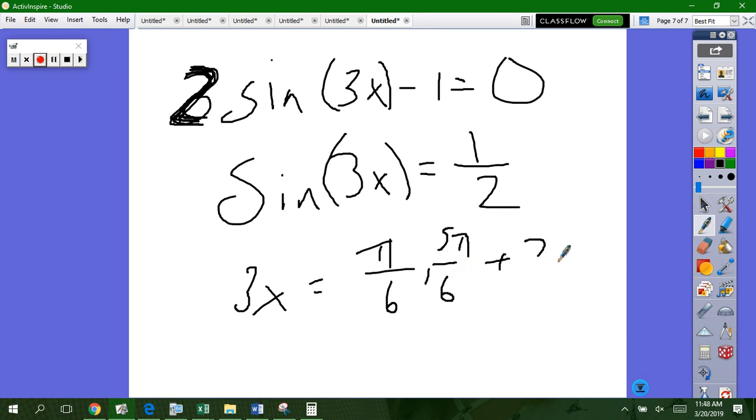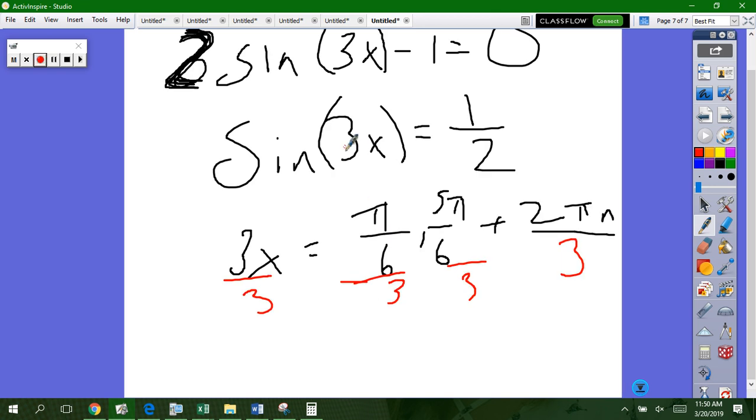Exactly. But am I searching for 3x or am I searching for x? So I need to divide this by 3, this by 3, this by 3, this by 3. I need to divide everything by 3. Okay, and let me show you why. If I plug pi 6 in here, what's 3 times pi 6? Or excuse me, sorry. Pi 6 divided by 3. That comes out to be pi 18ths.